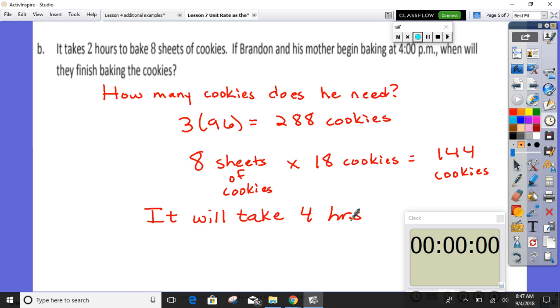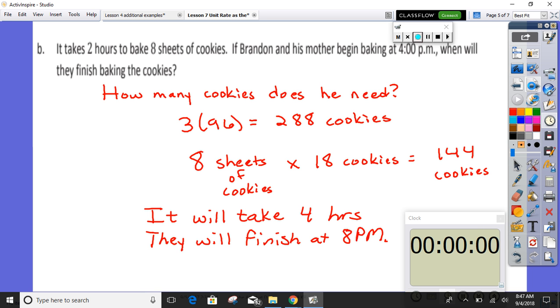It will take 4 hours, so they will finish at 8 p.m. That was a great multi-step problem. Any questions about that? Okay, last thing we're going to do is example 3, French class cooking. So let's read through this together.